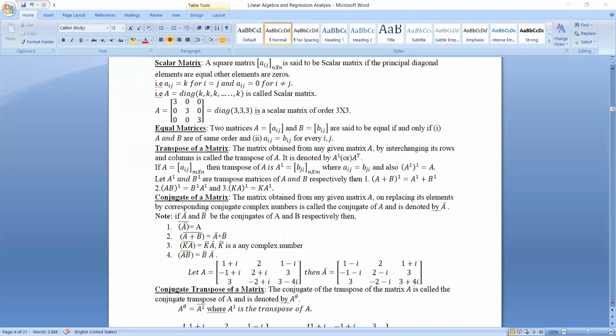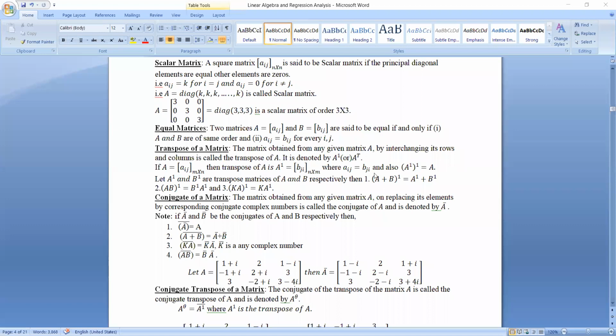Here, the transpose of a matrix is nothing but interchanging the rows and columns of a matrix. It is denoted by A dash or A power T. Suppose, for example, generally A equal to Aij, m by n. The transpose of this matrix is defined as A dash or A power T equal to Bji. That means the number of rows is reduced as columns, and columns are reduced as rows. That is, A dash equal to Bij, n by m, where Aij equal to Bji.